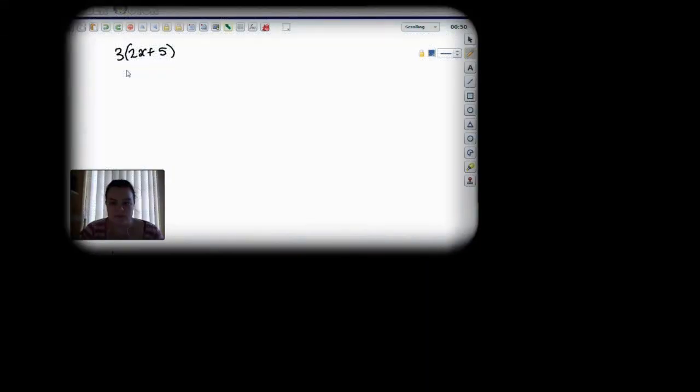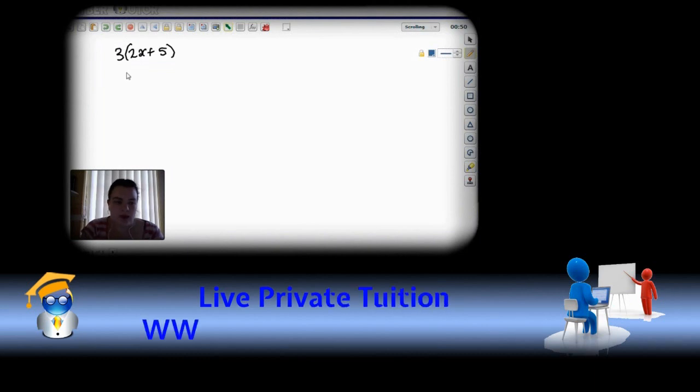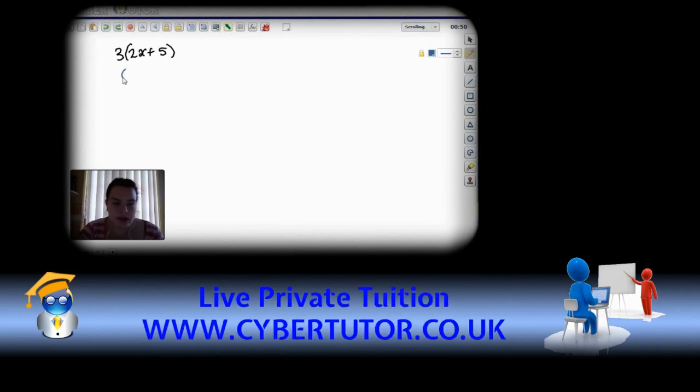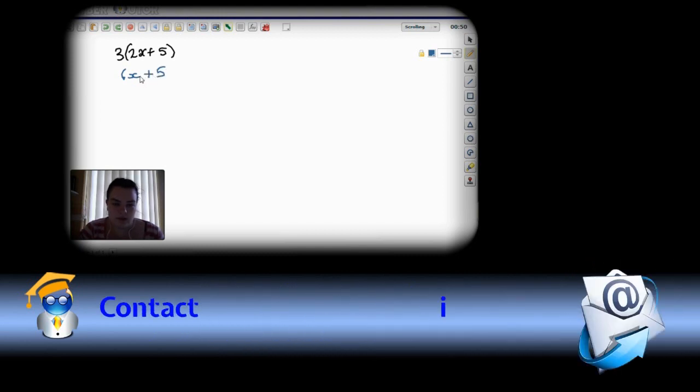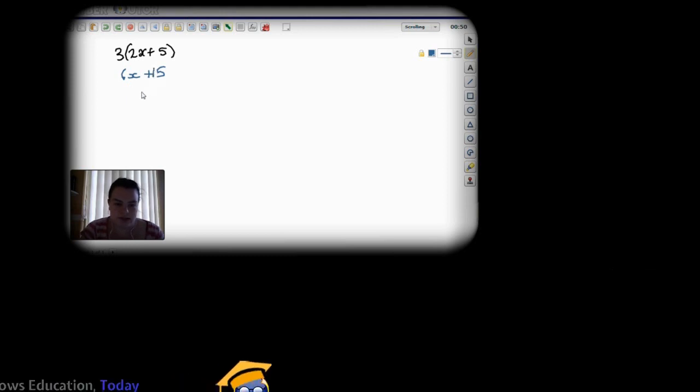Laura, so here's a single bracket expansion. Are you happy to give that a go? Yeah, would it be 6x plus 5? No, actually, it's not quite that. Not quite right. Do you want to give it another go? Oh, was it 3 times 5 as well? Yeah, 3 times 5 as well. So it'd be 6x plus 15. Yeah, perfect. Well done.